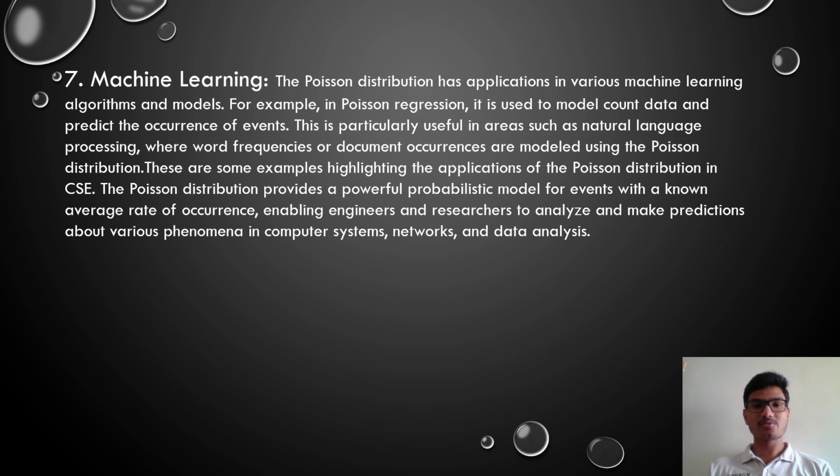The Poisson distribution provides a powerful probabilistic model for events with a known average rate of occurrence, enabling engineers and researchers to analyze and make predictions about various phenomena in computer system networks and data analysis.